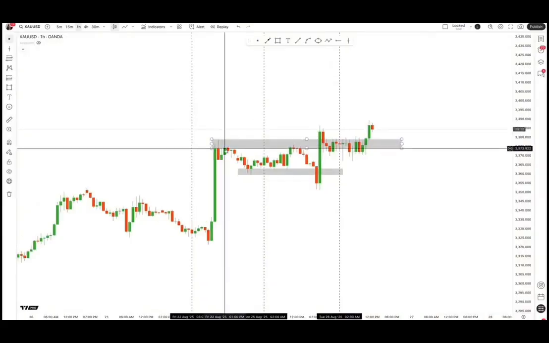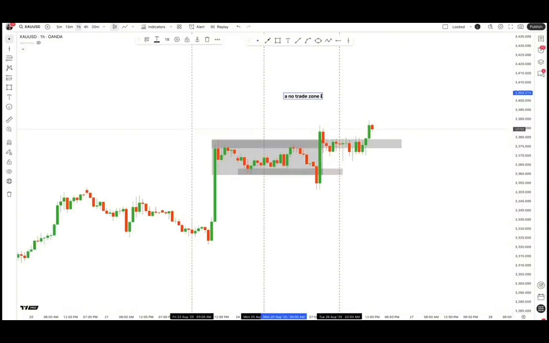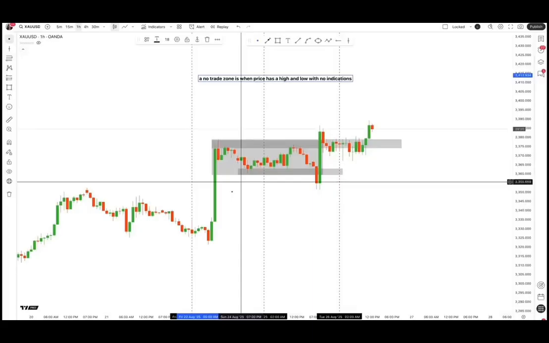In this case, we'll be in a no trade zone. A no trade zone is when price has a high and a low with no indication. So you have a swing high and a swing low. If you need help with your swing highs and swing lows, use pivot points high and low.